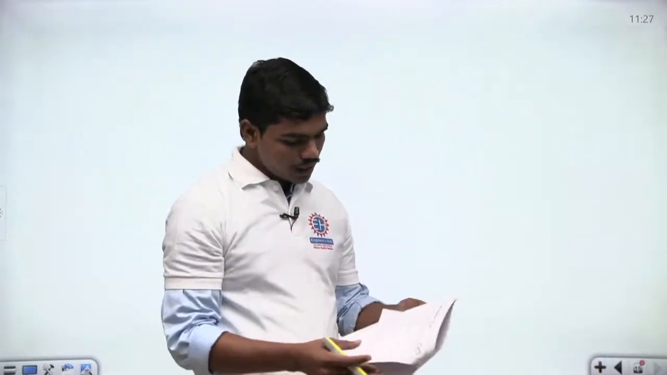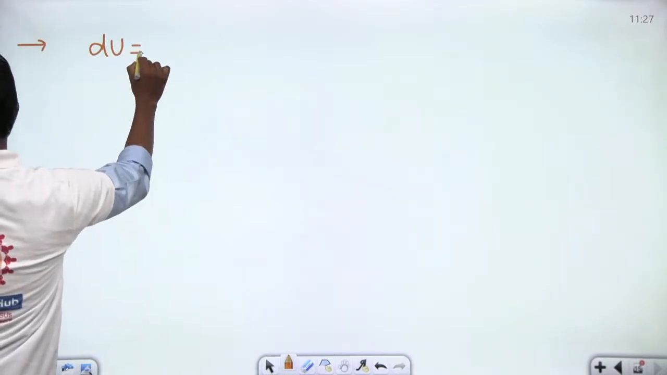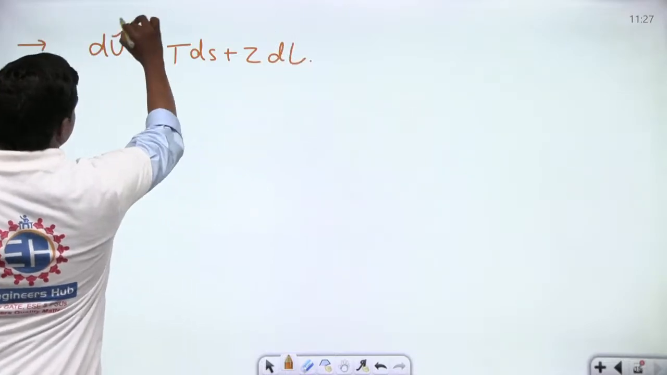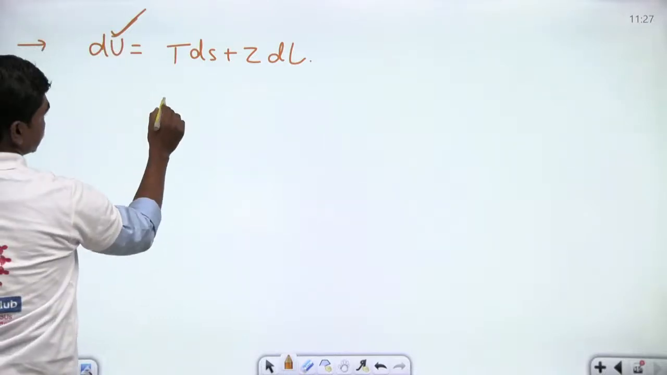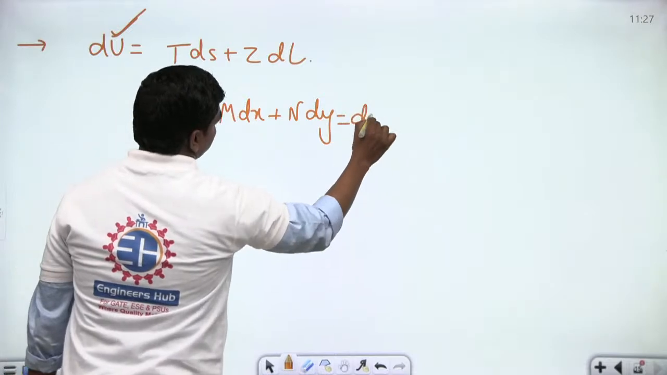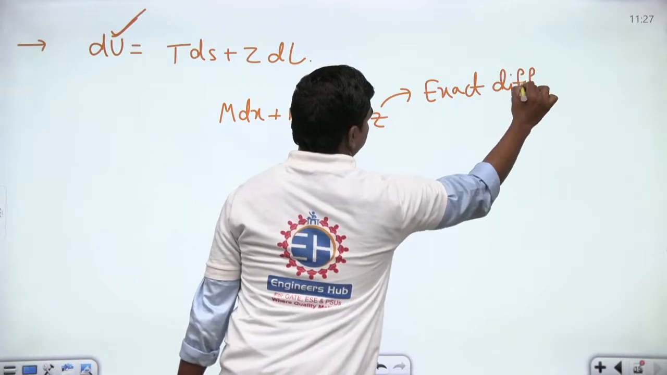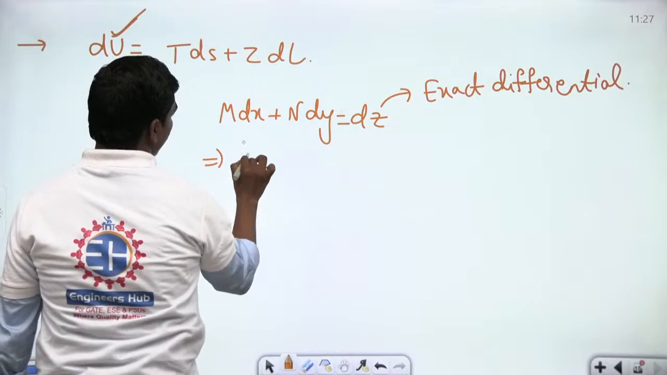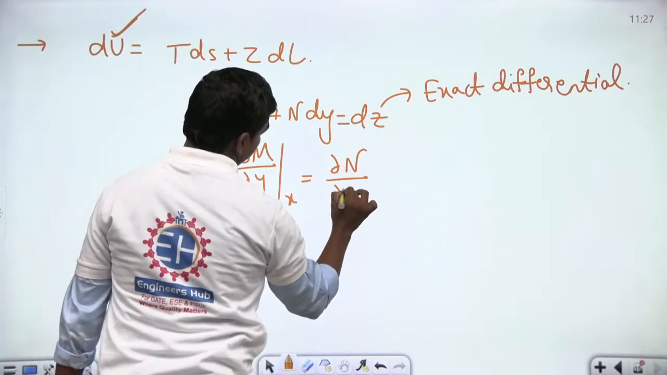Next, we have one question from thermodynamic properties. So dU is given as TdS plus tau dL, and of course we know internal energy is a property. If internal energy is a property, then U is an exact differential. So for this to be an exact differential, we know if you have M dx plus N dy equal to dz, then for this z to be an exact differential, we have dou M by dou y at constant x equal to dou N by dou x at constant y.